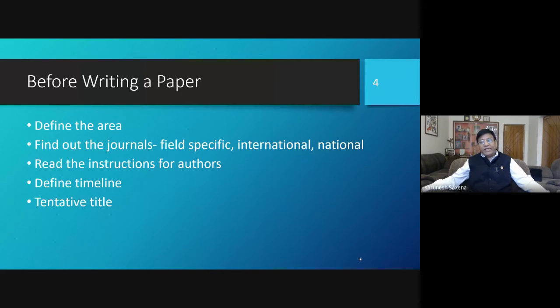Next point is defining timeline. I told you that we keep on postponing because we don't put any schedules for our paper. So you should set strict guidelines: I will be completing the first draft by such and such date, then I'll be showing it to my co-author or senior or whoever, and then I'll be going ahead with the submission by such and such date. There can be a postponement of maximum 1 week, but you must have definite timelines. That definitely helps.